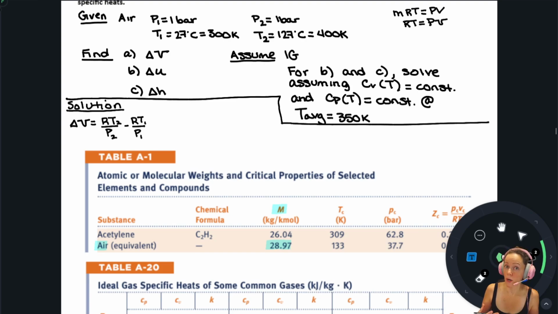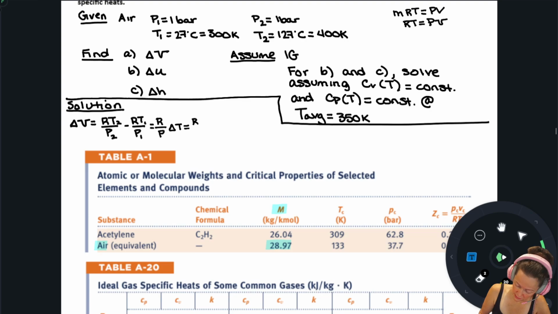Remember that R is your specific gas constant. It's specific to whatever substance that you're talking about. So it's going to be defined. Before I even get to that, let's notice how I can simplify this equation already. So my pressure is constant and my specific gas constant is constant. So really, this becomes R over P times T2 minus T1, which is just a delta T. All right, so let's get to that specific gas constant.